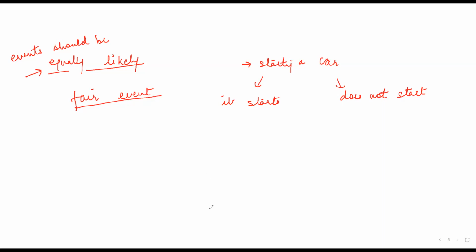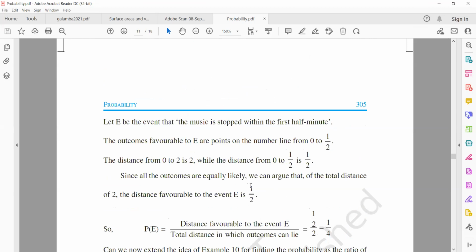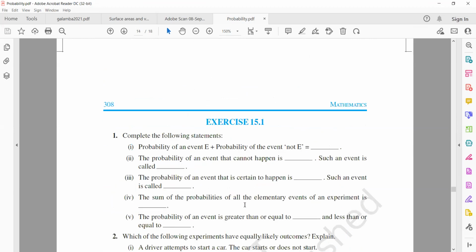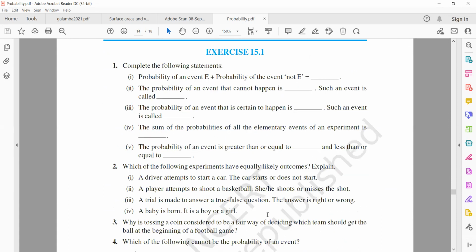Okay. So now I think one by one I'll take up questions and then we will understand. So with the help of the exercise, we will understand the chapter. Is my screen visible? Yes, ma'am. Okay. Now first question. Complete the following statement. Probability of an event E plus probability of an event not E. So I told you, probability of an event plus probability of not E is 1, right?